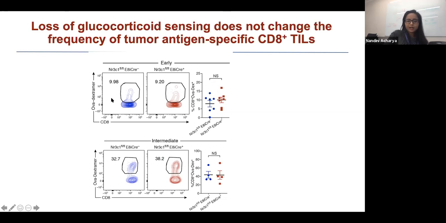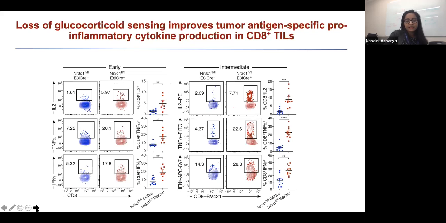So as I mentioned before, in our model, we can trace the antigen-specific cells using ova dextramer. And what we found was that there was no significant differences in the frequency of antigen-specific cells at both the time points of analysis. However, when we looked at the cytokine production, we found that the knockout CD8 T cells were able to produce more amounts of the pro-inflammatory cytokines IL-2, TNF-alpha, and interferon gamma at both the time points of analysis. And these are antigen-specific responses as these cells have been activated by ova peptide.